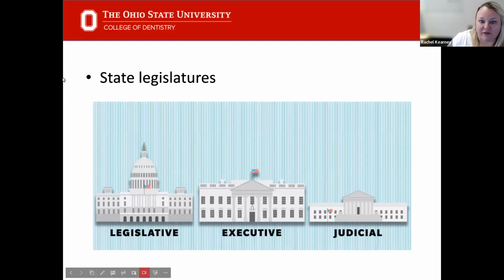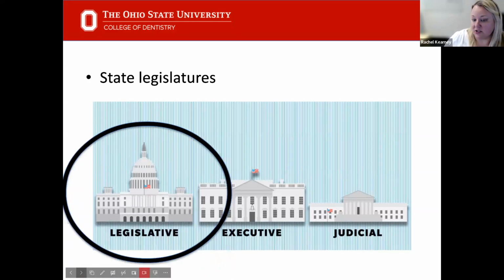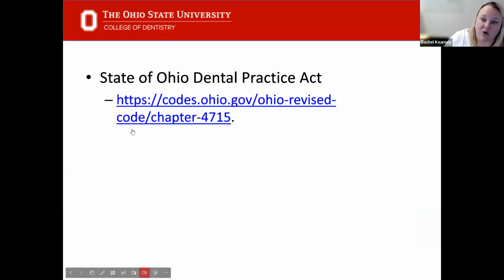If you remember back from your civics or government courses, you'll remember the legislative, executive, and judicial branches of government. The state legislatures all have legislative, executive, and judicial branches. And the legislative and the executive branches are most heavily involved when we talk about regulating dentistry. So we're going to start with the legislative branch. Remember, this is the branch that makes the laws. And the laws related to dentistry are found in the Ohio Revised Code.